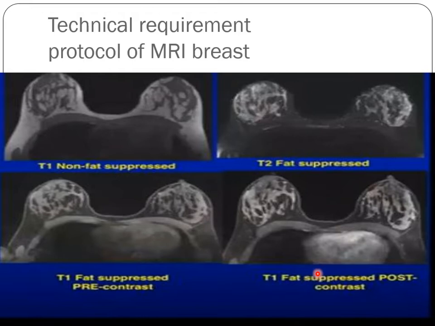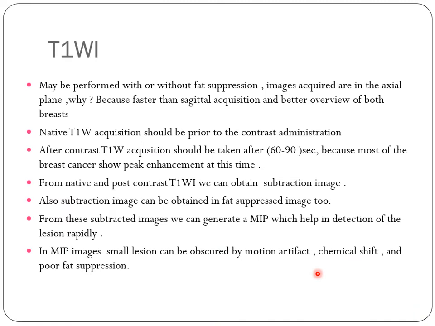Of course, the T2 weighted image, diffusion weighted image, and T1 weighted image are better done with fat suppression. As you know, the bulk of the breast tissue is fatty tissue and fibroglandular tissue. It's better to make a fat suppression for the breast before doing this acquisition. T1 weighted image is performed with or without fat suppression, but it's better done with fat suppression. And images acquired in the axial plane are better than the sagittal plane. Why? Because the axial plane is a faster acquisition and gives a better overview of both breasts at the same time.